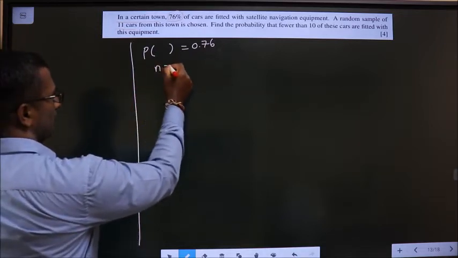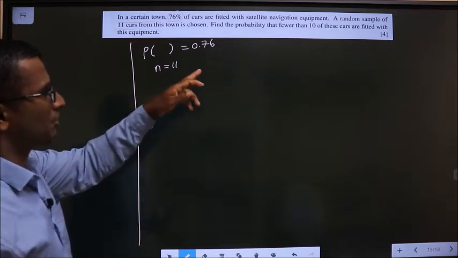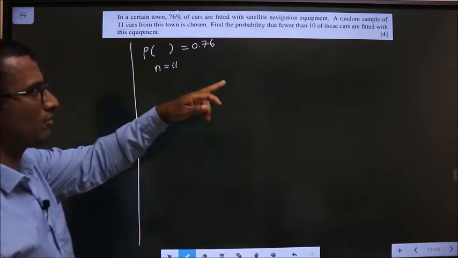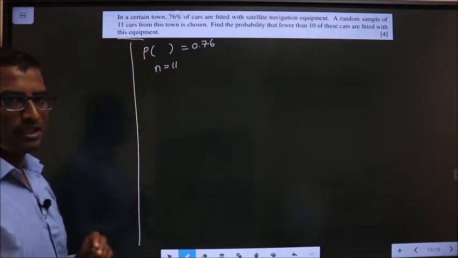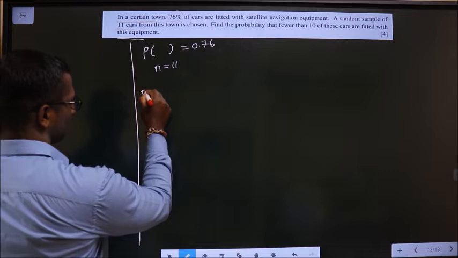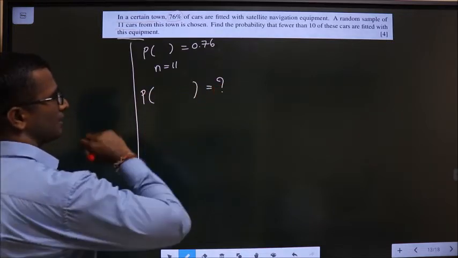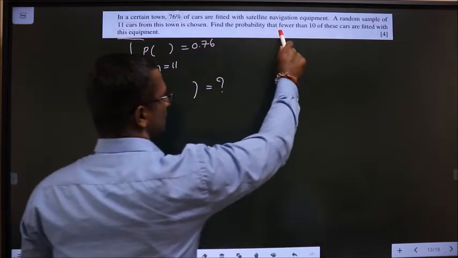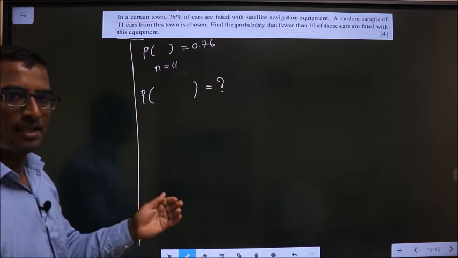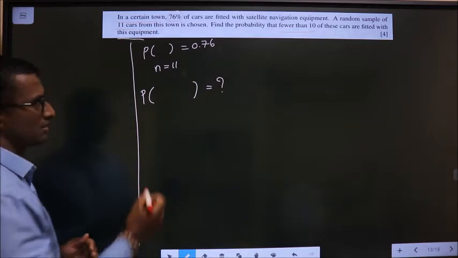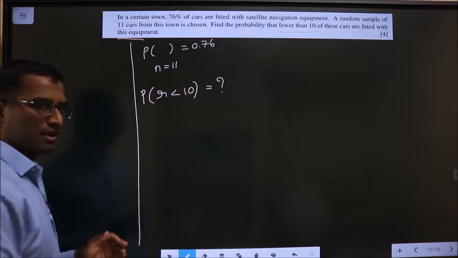So n will become 11. Now find the probability that fewer than 10 of these cars are fitted with this equipment. So you need to find the probability of what condition, that will be decided by this one, fewer than 10. Mathematically, how do we represent that? It means r less than 10. Clear?